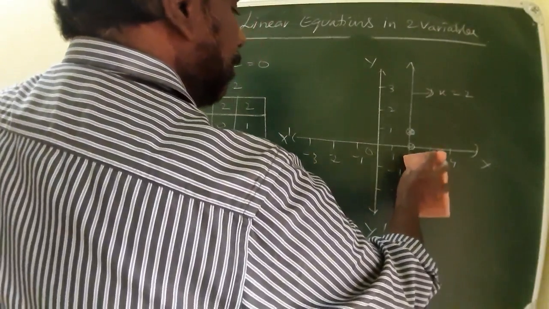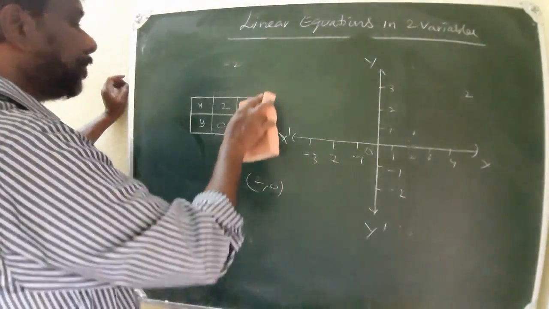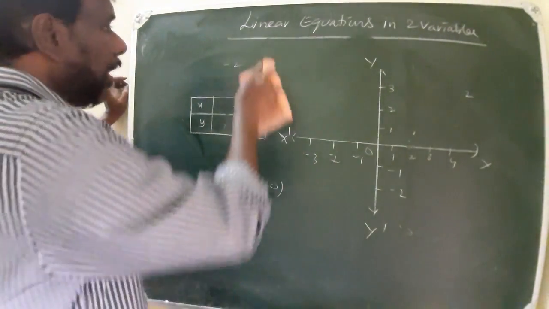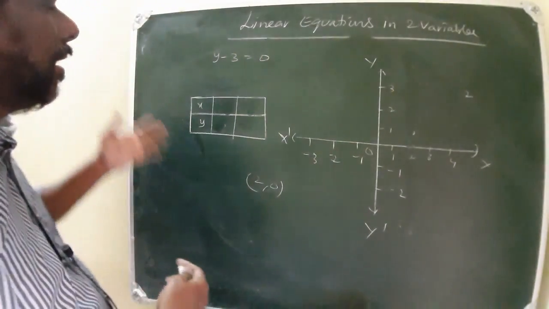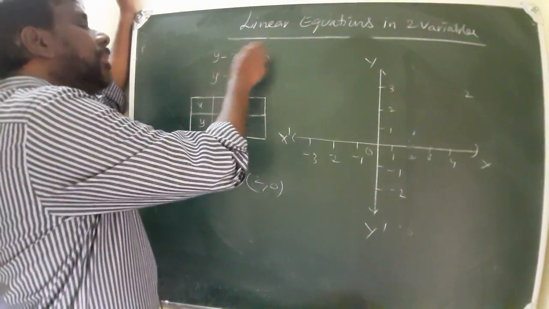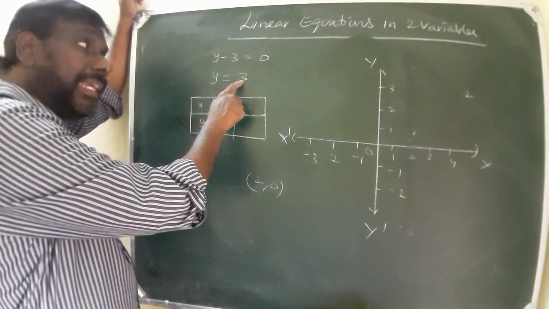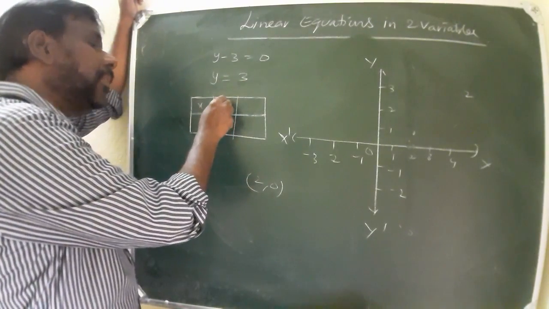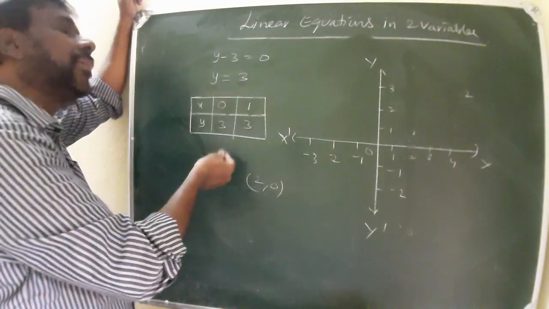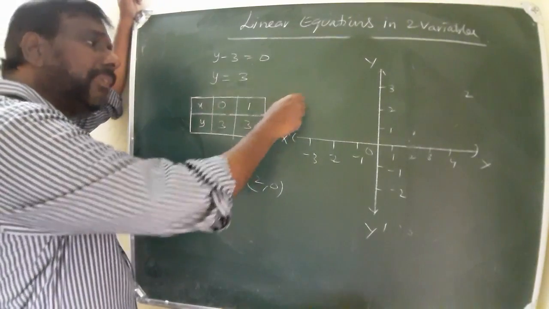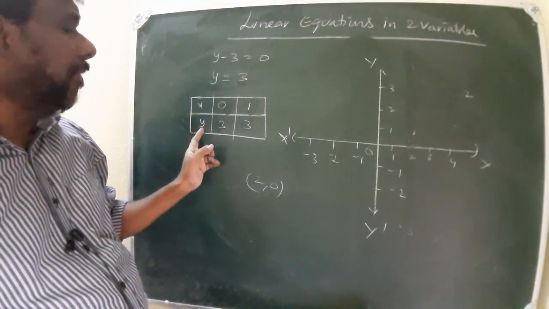Let us take another example for drawing with the y variable. For example, y minus 3 is equal to 0. This is also a simple linear equation. How to draw this one? y equal to 3, transposing the 3 here. What is the meaning of this? For any value of x, y is always 3. For example, if you take x as 0, y is 3. If you take x as 1, y equal to 3. If x is 3, y equal to 3. If x is 10, y equal to 3. If x is 100, y equal to 3. So for any value of x, y is always 3.